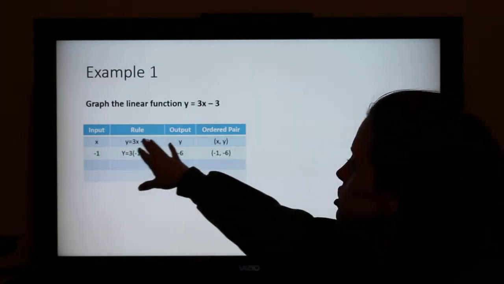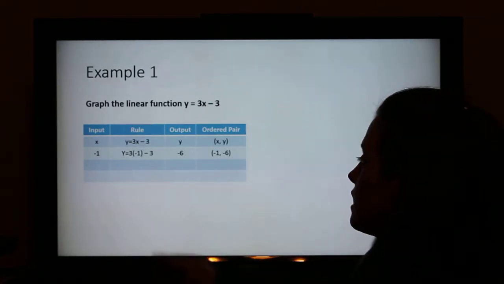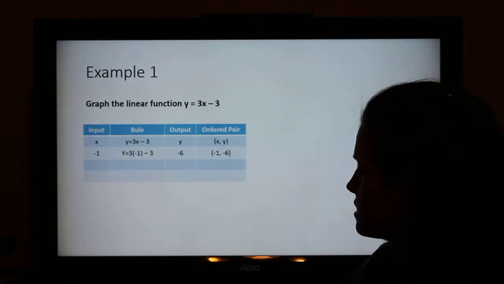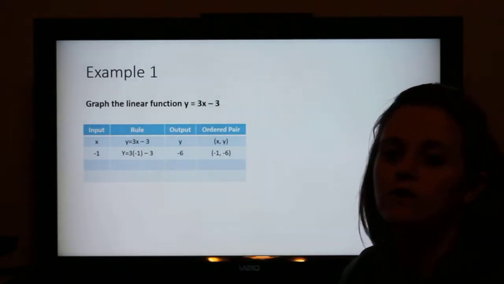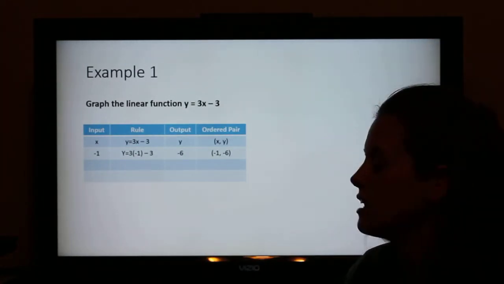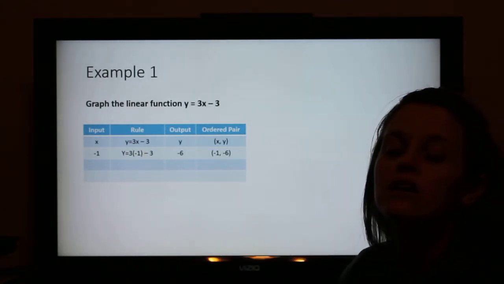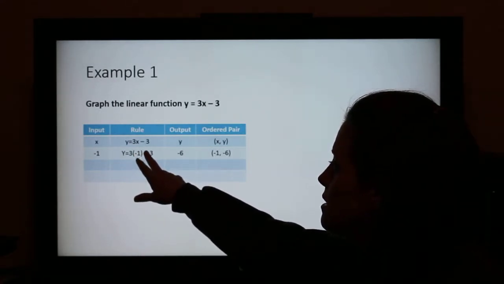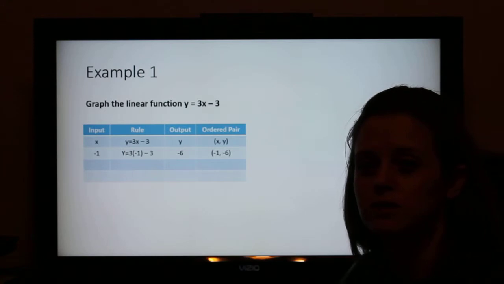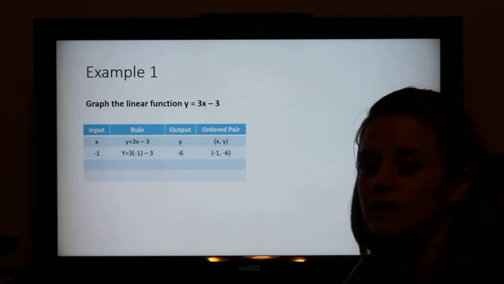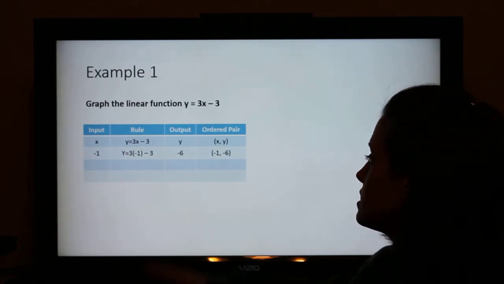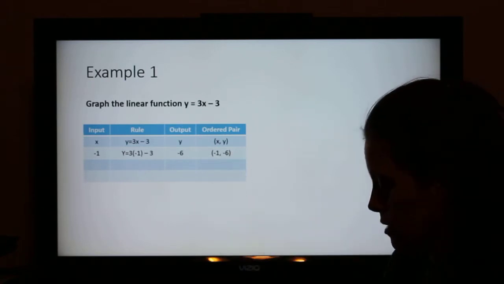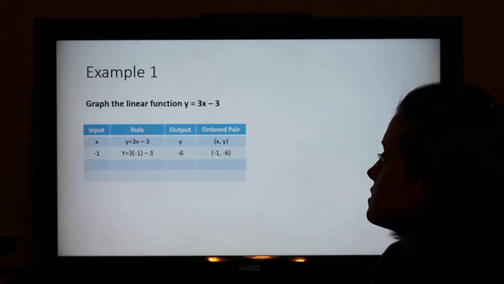Remember, I rewrite the equation exactly as it looks, taking out only the x, and I replace the x with my input, the x that I've chosen. So here I've got 3 times a -1. 3 times -1 is -3, so I have -3 minus 3. If you remember our rule of keep it, change it, I'm going to have -3, change my minus to a plus, and change my +3 to a -3. That will make it -3 plus a -3. Since my signs are the same, I will add and keep the sign, giving me a -6. Then I take my x and my y and make my ordered pair of -1, -6.